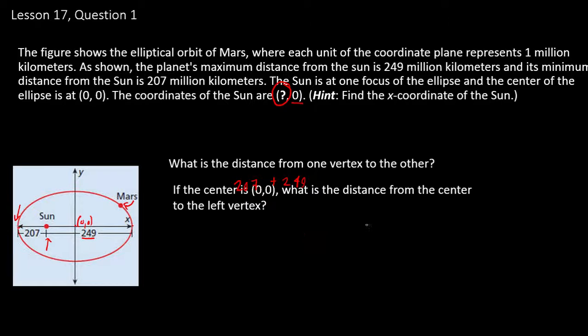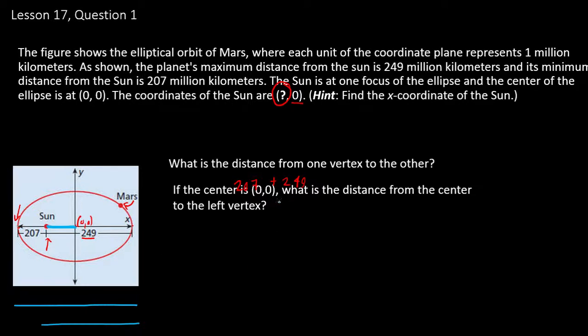Now, if the center is at 0, 0, what is the distance from the center to the left vertex? I'm asking these questions because I'm trying to figure out some measurements, and eventually my goal is to measure the distance from the Sun to the origin, because that's going to tell me the x-coordinate. Right now, I know the total distance from one end to the other. I know the distance from the Sun to the far end of the ellipse. I'm trying to find this other segment that I don't know yet, and that's why I'm asking these questions.